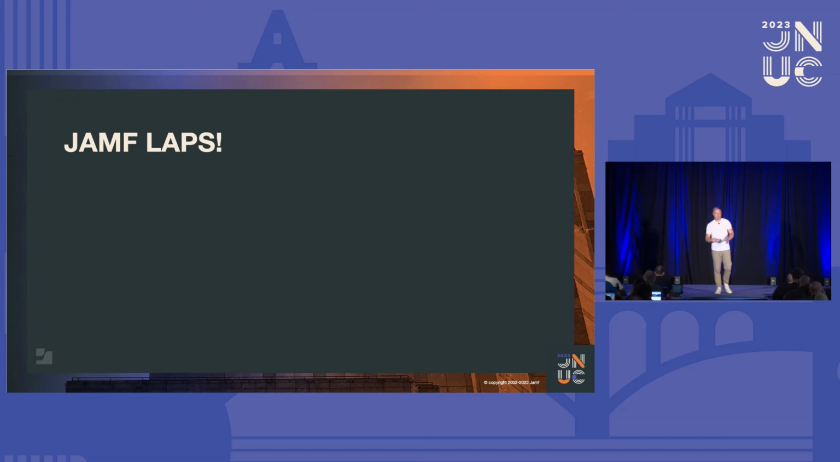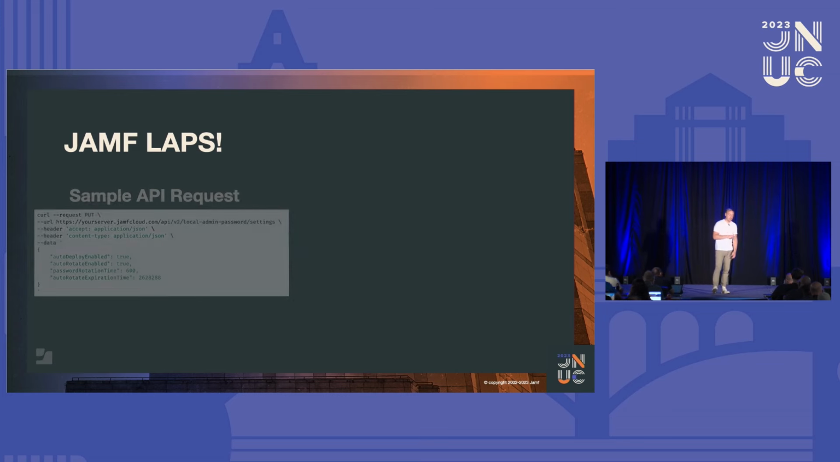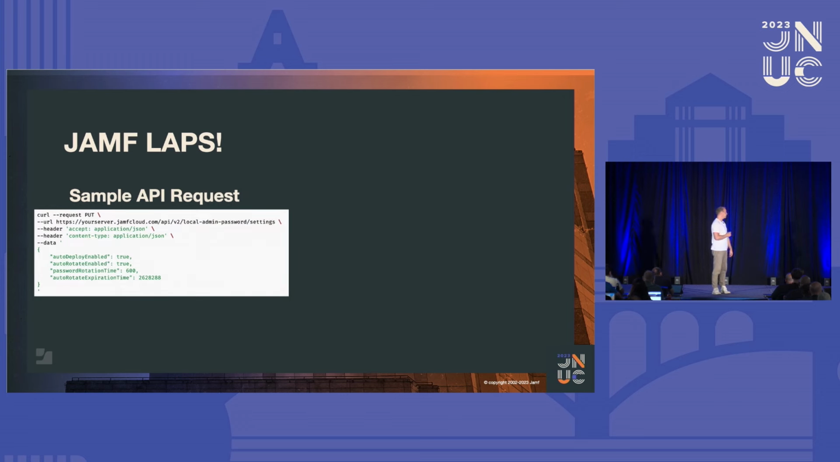To configure LAPS, you have to do some API requests from terminal or scripts, or using something like Postman. In this example snippet, this will send a PUT request to Jamf to enable LAPS. It will enable auto-rotation. It sets the password time to 10 minutes after it's been viewed, and then the auto-rotation is set to 1 month. Again, it's all in seconds, so that's why the times look ridiculous.